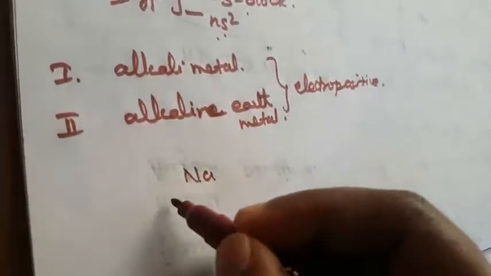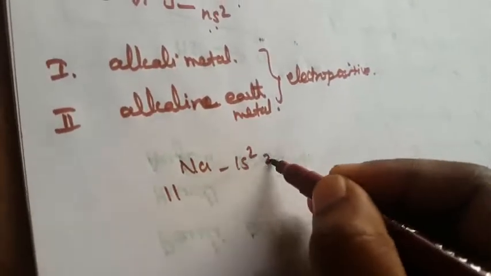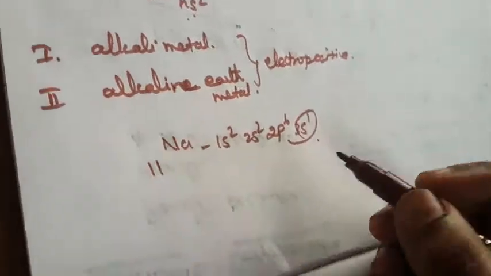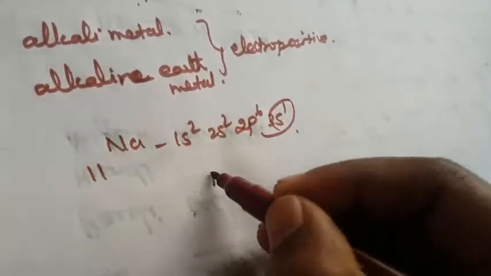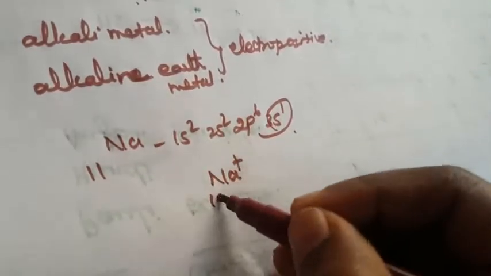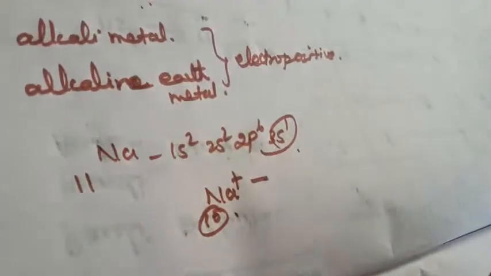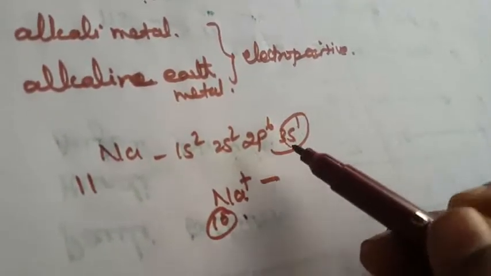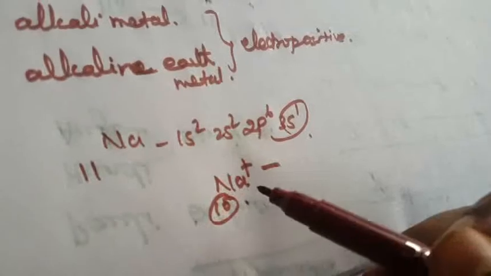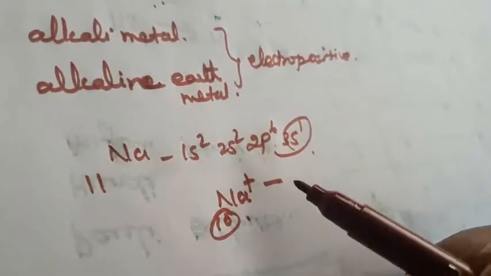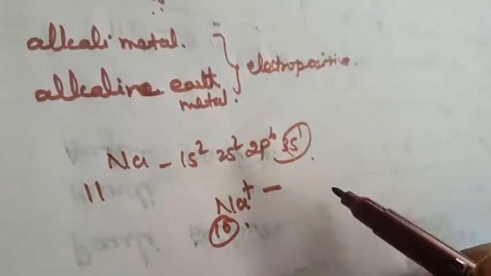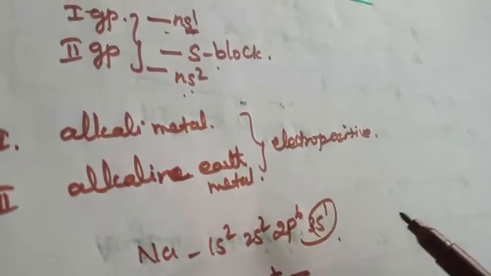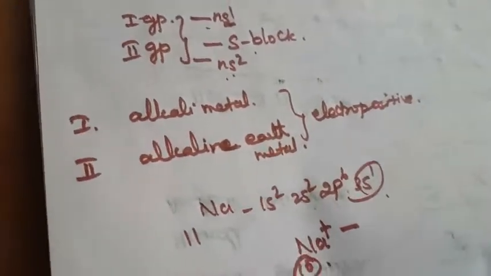Sodium's atomic number is 11, right? 1s2, 2s2, 2p6, 3s1. When it loses one electron, it immediately becomes the Na plus ion. So the total of 10 electrons attains the octet configuration. All the alkali metals and alkaline earth metals immediately lose their outermost electron and become positive ions, so they are called highly electropositive, right?